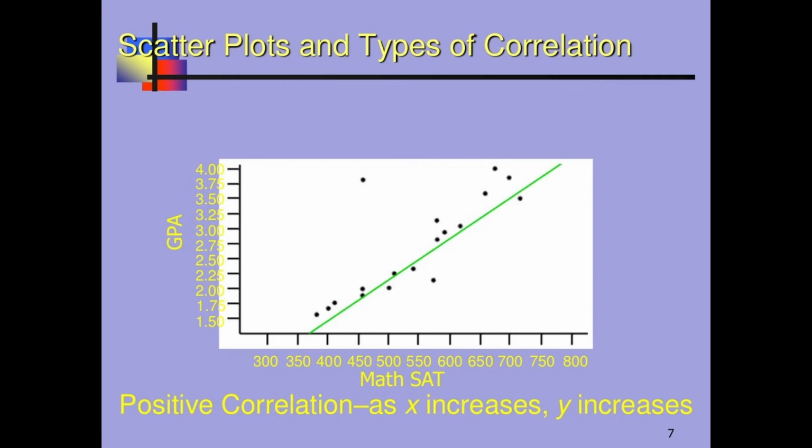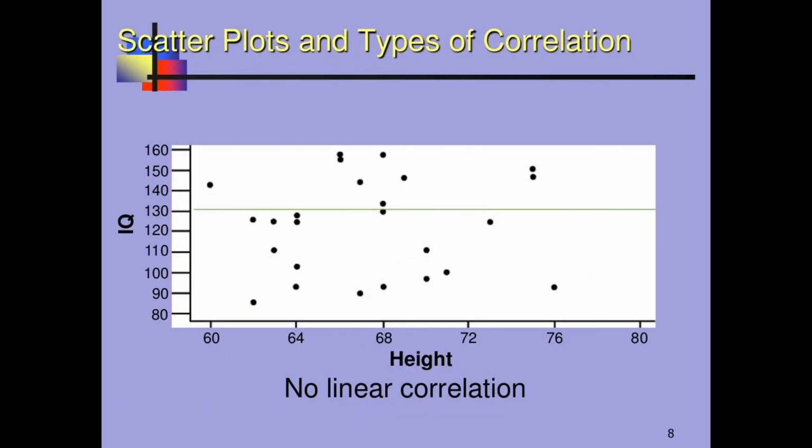This is the positive correlation graph. As x increases, y also increases. On the y-axis there is GPA, on the x-axis max stat. This is a non-linear correlation graph.